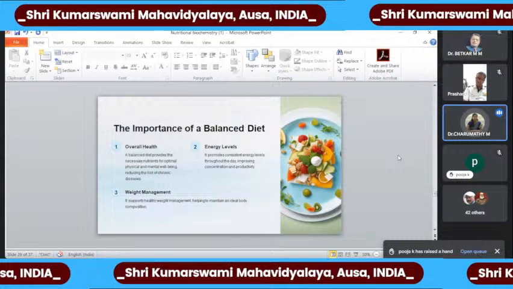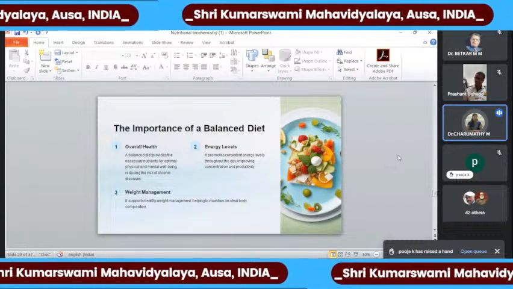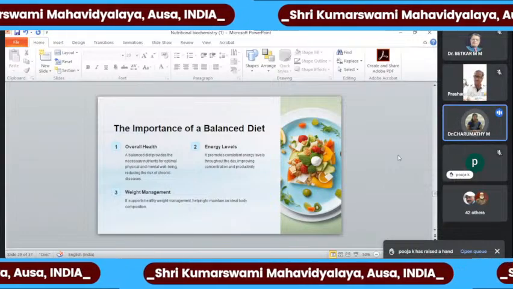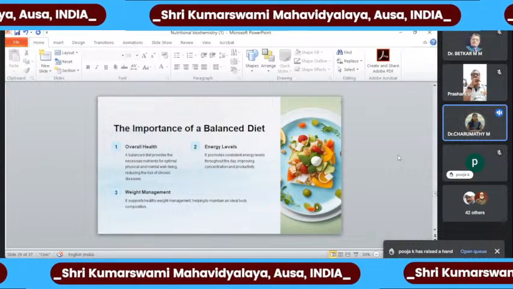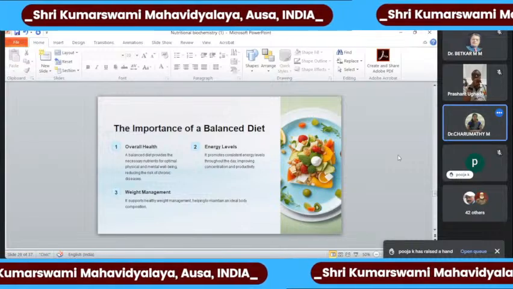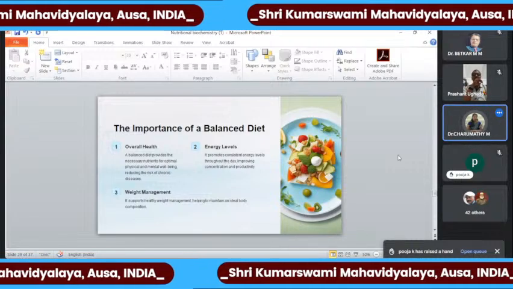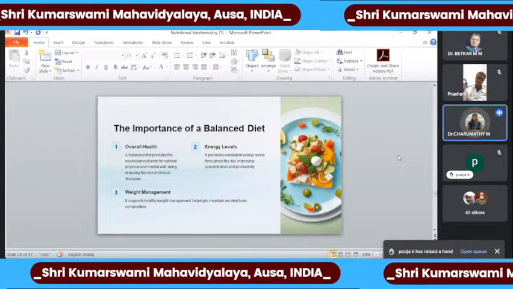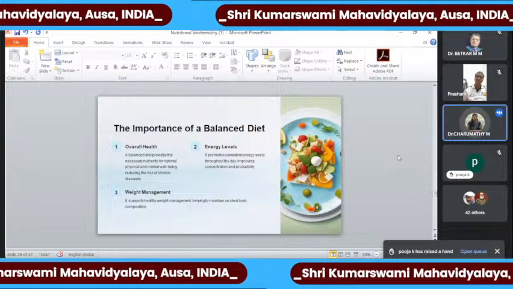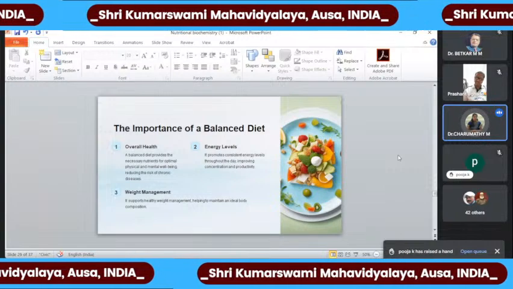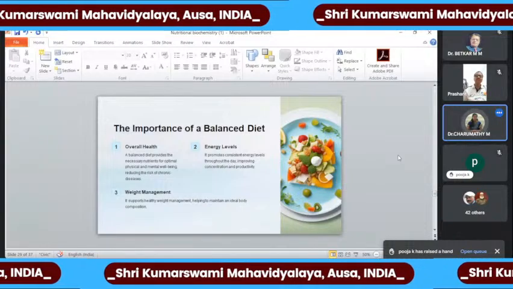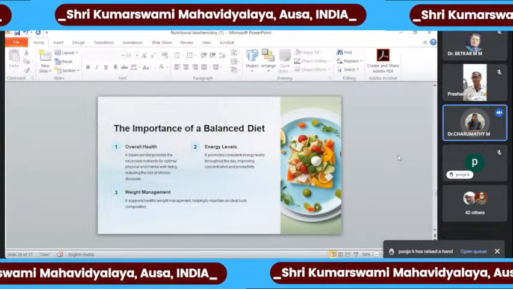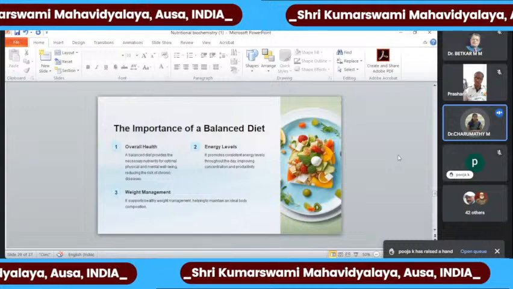Why is a balanced diet important? This diet provides necessary nutrients for optimal physical and mental well-being. If we do not have a proper meal, we cannot work properly and we cannot think properly. A proper meal helps enhance your energy. It promotes a consistent energy level throughout the day, improving concentration and productivity. A healthy diet also helps you manage weight. So a balanced diet is important, and we have to maintain it.